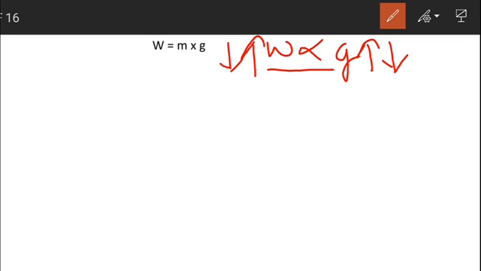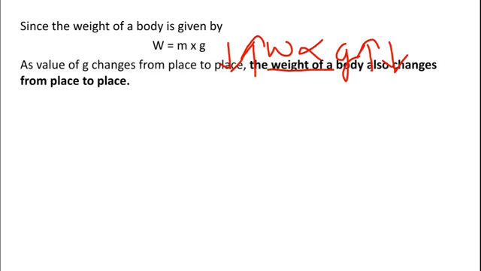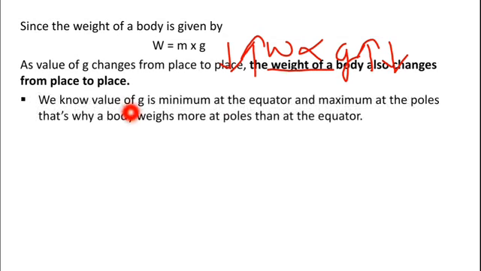Now let us understand how the weight is affected with the help of acceleration due to gravity. In our previous video, we have learned that the value of g is minimum at the equator and maximum at the pole. It means at equator, the value of g is decreasing. And if g is decreasing, then we can say weight is also decreasing. And at poles, the value of g will increase. So if g is going to increase, then weight will also increase. That's why a body weighs more at poles because of more value of g than at the equator.